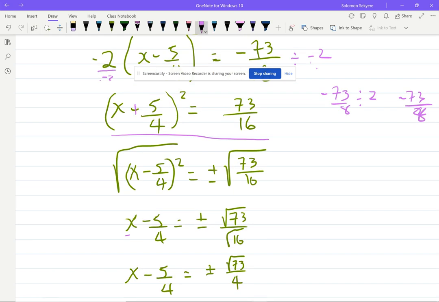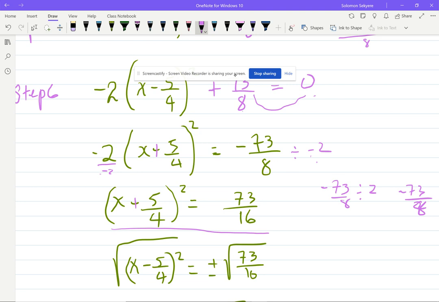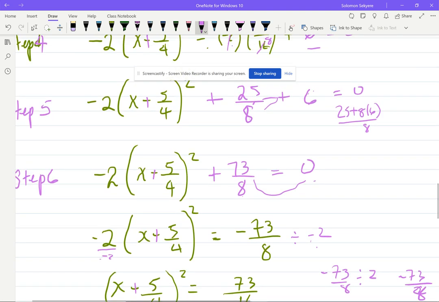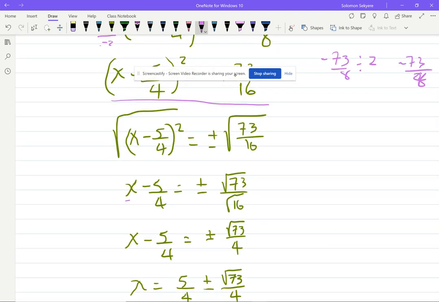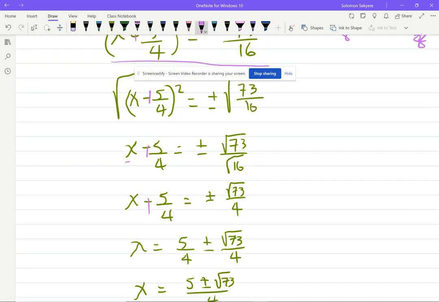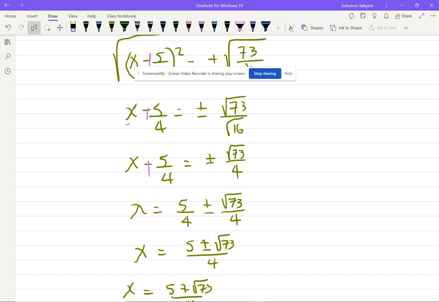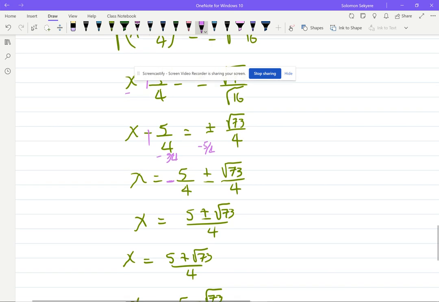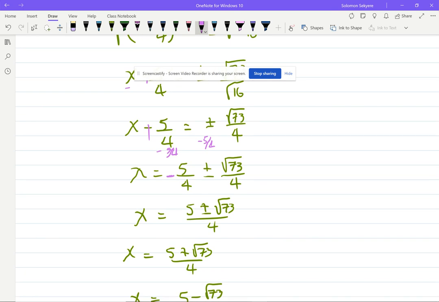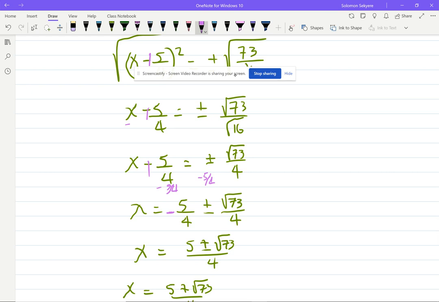Sorry, this is plus. I made a mistake on the top. This is plus. That is plus. Plus. Made a mistake. That's plus. Plus. Okay, what do we do? So now we subtract minus 5 over 4 from both sides. Negative 5 over 4. So we have x equals minus 5 over 4 plus or minus square root of 73 over, remember, the square root of 16 is 4.